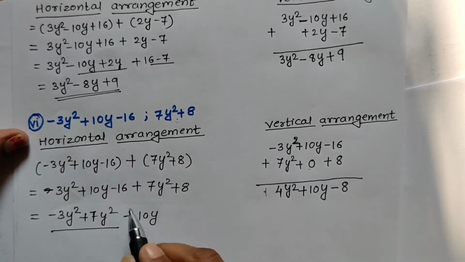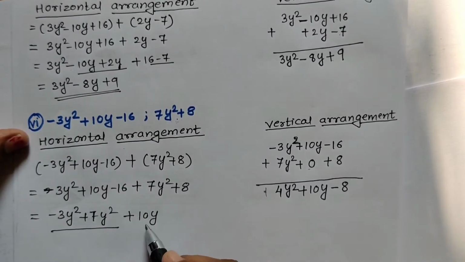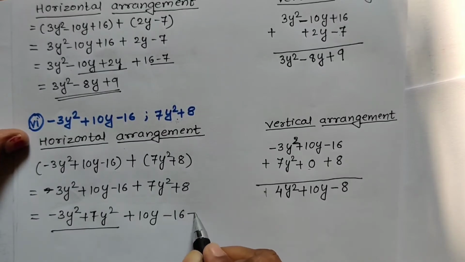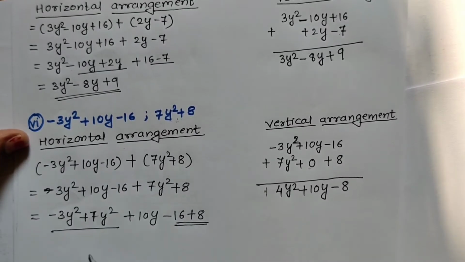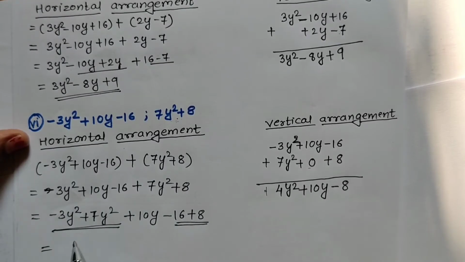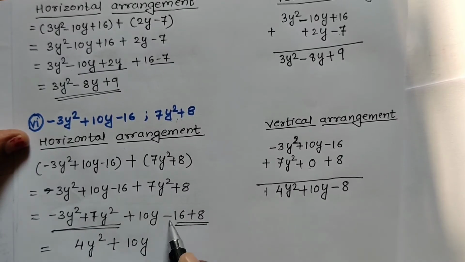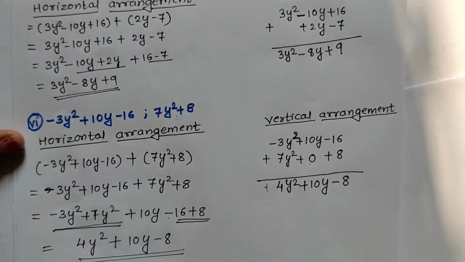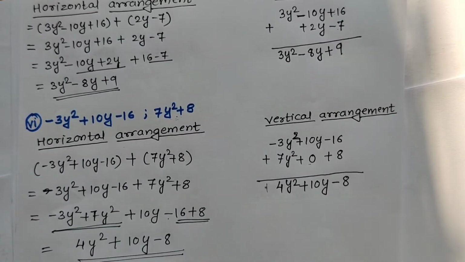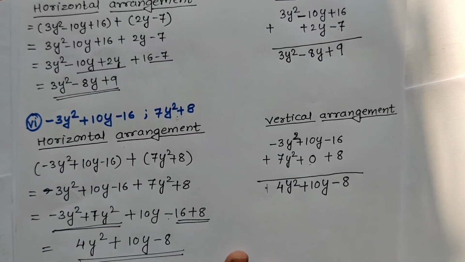Only 10y is there, a single y term. So we write it as a single term. Then minus 16 plus 8, these two are constant terms, we write together. Now plus minus becomes minus, sign of the bigger number, 7 minus 3 is 4y square. 10y is the single term, write as it is. Minus 16 plus 8 is minus 8. So in this way we are getting the same answer as that of the vertical arrangement. So in this way you have to solve the addition sums from practice set 33. Let us go on to practice set 34 now.